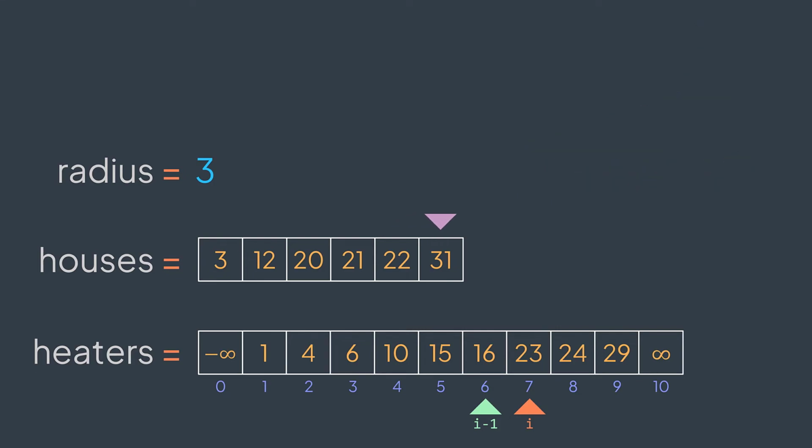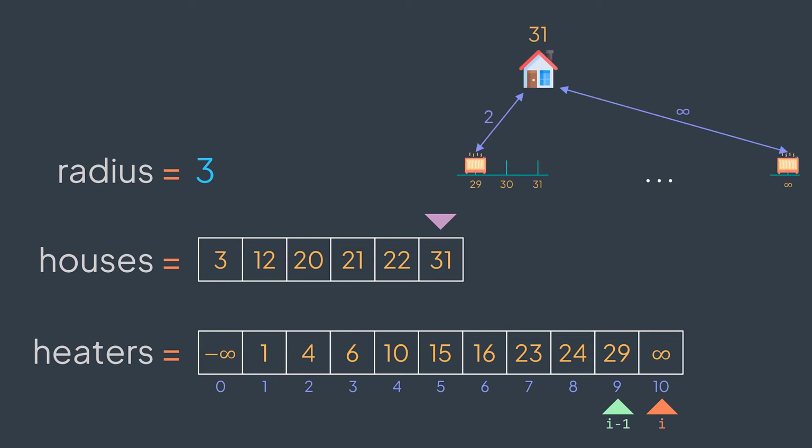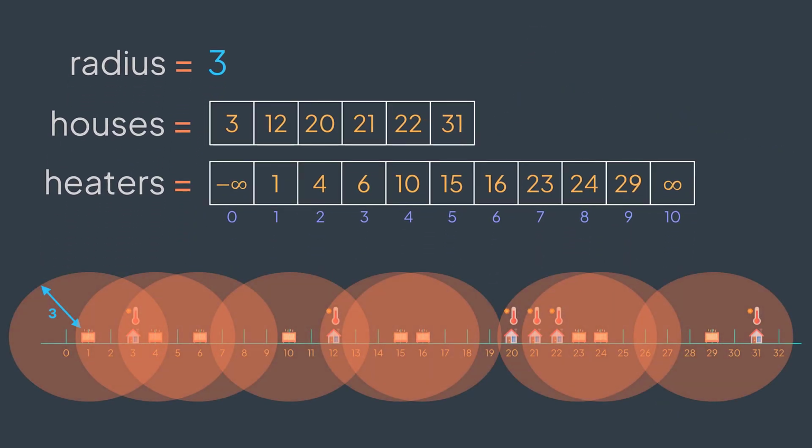Next one is at position 31, we increment i, we increment i, we increment i, and heaters of i is now greater than house, we stop. Distances are infinity and 2, minimum is 2, it doesn't replace radius. We finished traversing houses, the value of radius is 3, so we need a minimum radius of 3 to cover all the houses. You can see that we were traversing houses and heaters in a sorted way, but the input is not necessarily sorted, so we need to sort both arrays before starting.